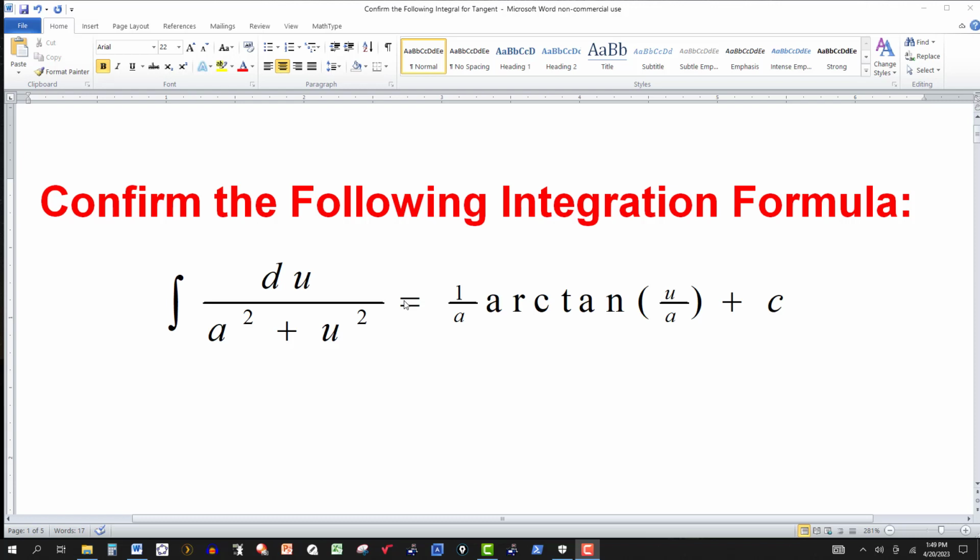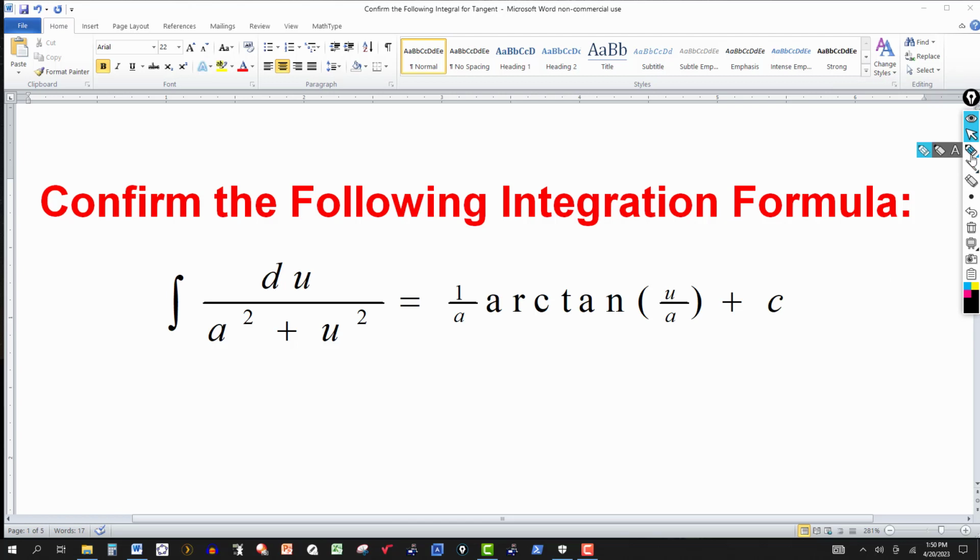In this video, we actually want to confirm or derive this particular formula. And this is probably one that your calculus instructor expects you to memorize or know. But you can derive this formula using a trig substitution.